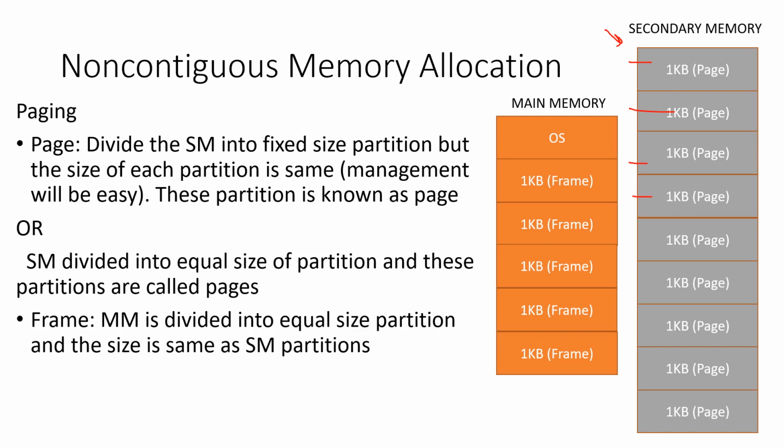Now, what is a frame? Frame is main memory when main memory is divided into equal size partitions, and the size of each partition of main memory should always be equal to the size of the partition of the secondary memory. Okay, so each partition of the main memory is called a frame. Now, a process is divided into multiple pages and stored in secondary memory, but it may not be stored continuously or contiguously. Okay, what is the meaning of this?